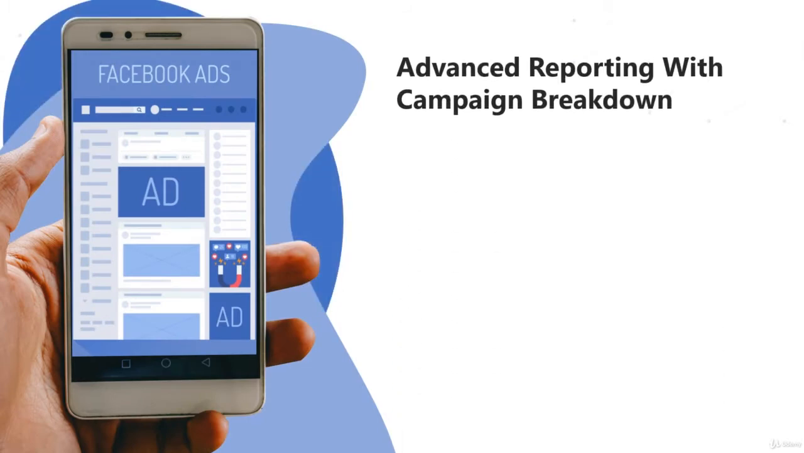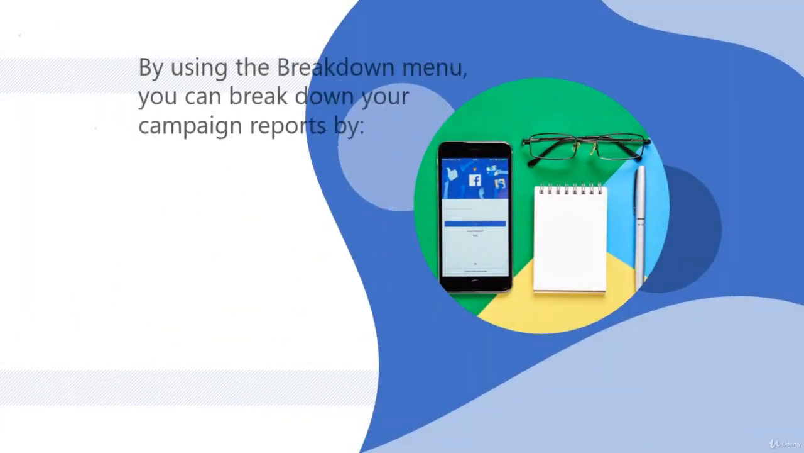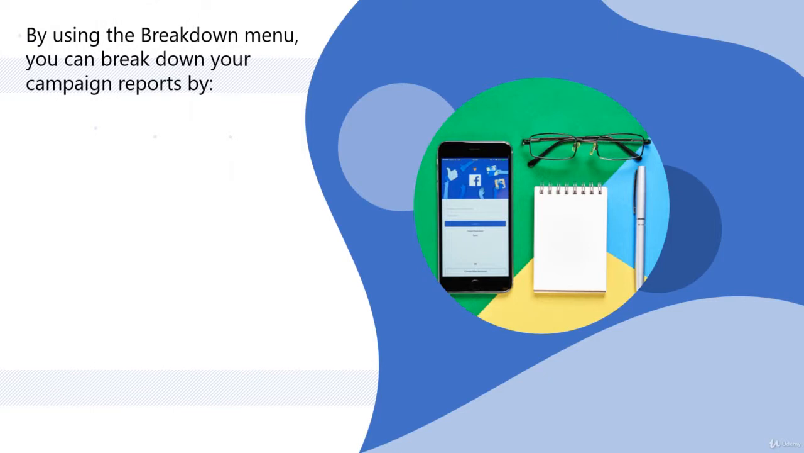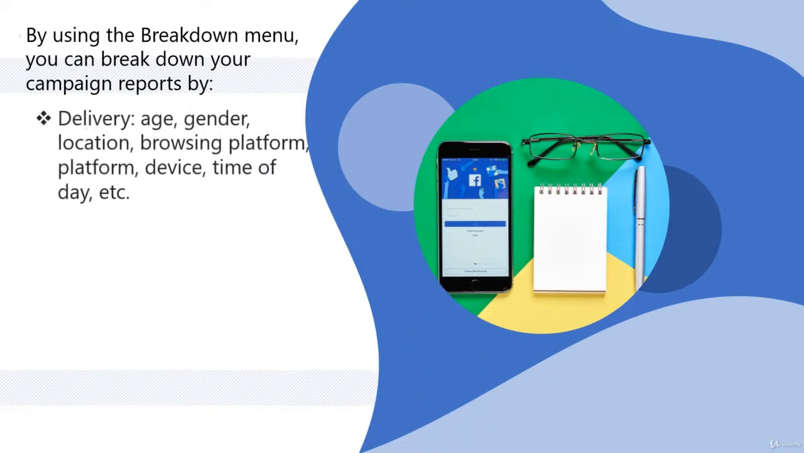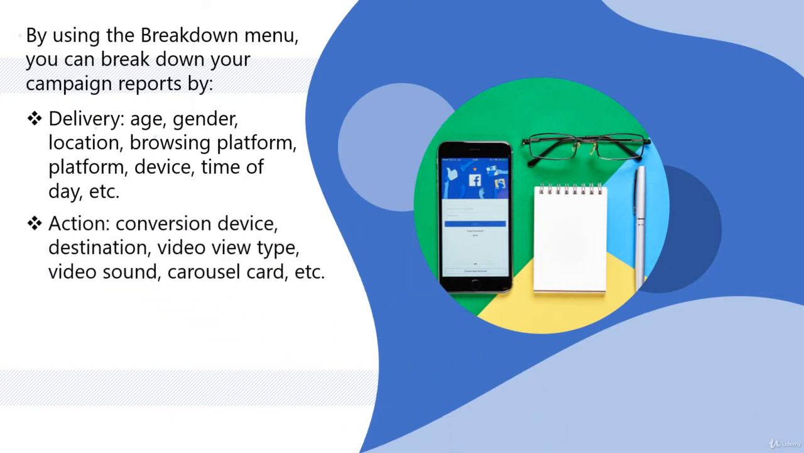Advanced reporting with campaign breakdown. In addition to the campaign metrics you see in your Ads Manager reports, you can take your Facebook ads reporting routine one step further by using the breakdown menu. By using the breakdown menu, you can break down your campaign reports by delivery: age, gender, location, browsing platform, device, time of day, etc. Action: conversion device, destination, video view type, video sound, carousel card, etc. Time: day, week, 2 weeks, month.